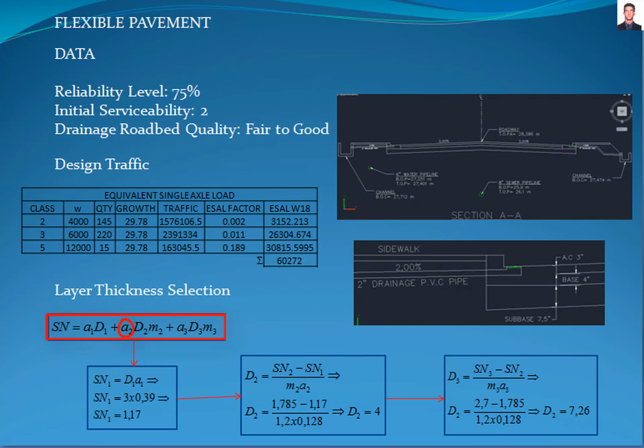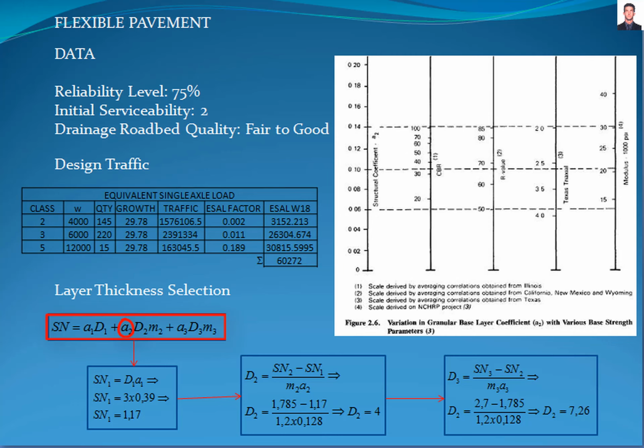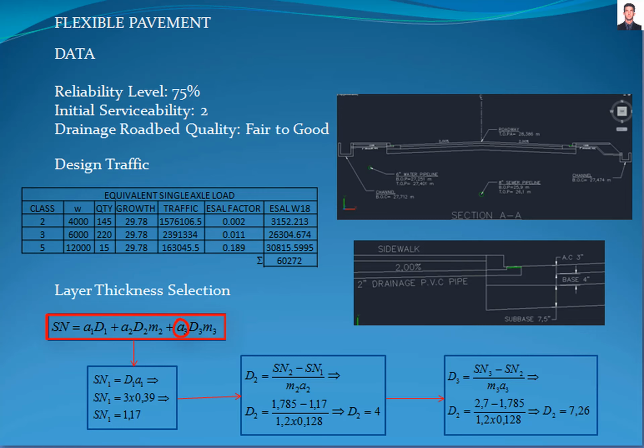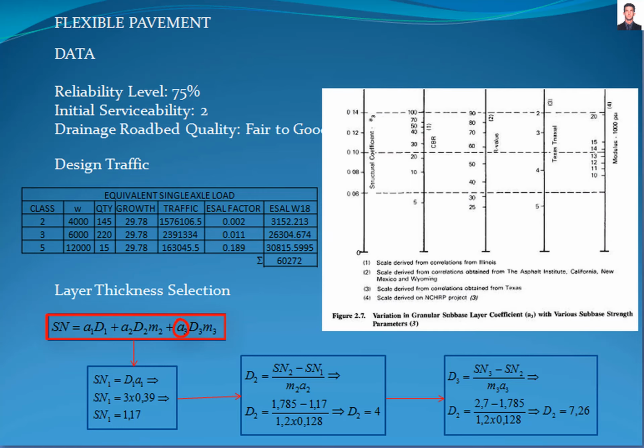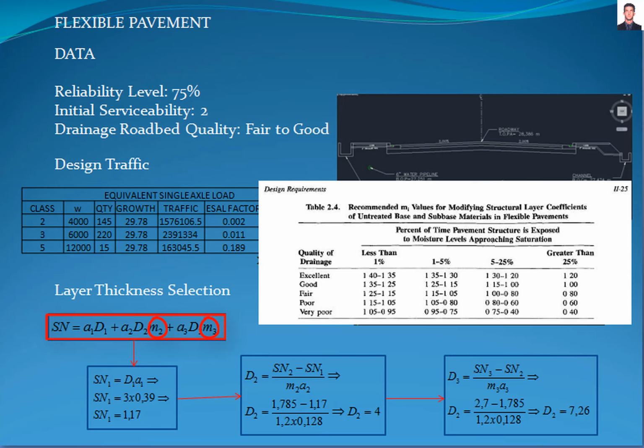A2 is the layer coefficient of the base and is calculated with figure 2.6, which in accordance with the technical sheet has a CBR of 65%, giving a result of 0.128. And A3 is the layer coefficient of the subbase and is calculated with figure 2.7, which in accordance with the technical sheet has a CBR of 27%, giving a result of 0.105. D1, D2, and D3 are the thicknesses of the asphalt, base and subbase layers respectively, and M2 and M3 are the drainage coefficients for the base and subbase layers respectively, and are calculated with table 2.4 of the AASHTO guide for design of pavement structures.